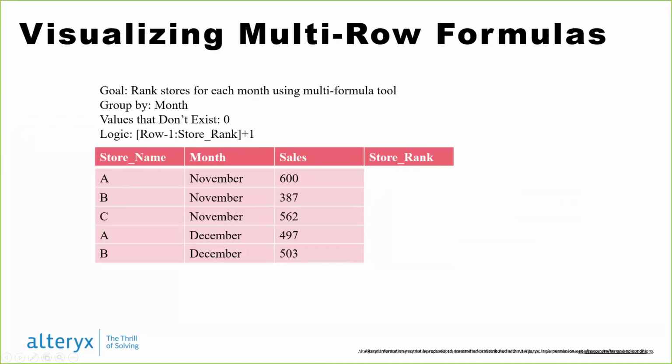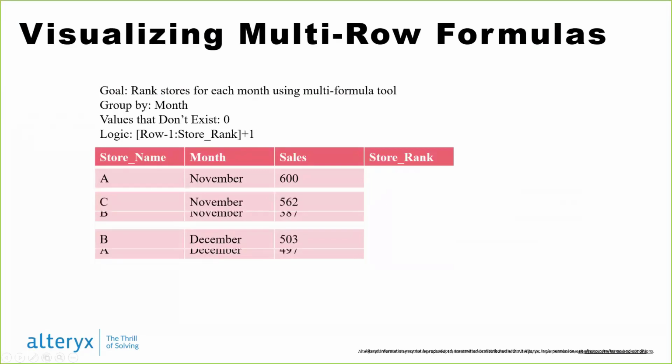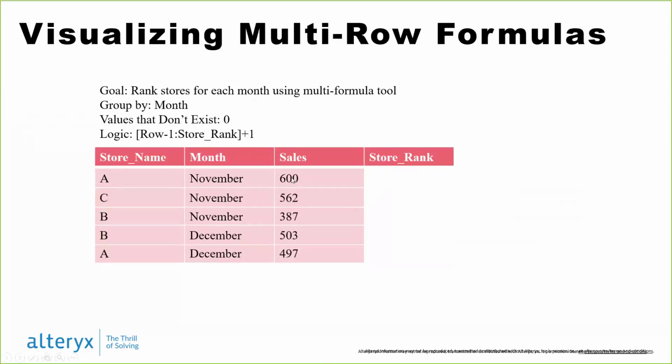Okay, so let's go ahead and look at this. The first thing I need to do is sort my data. I need to sort them so I understand what was the highest sales for the month of November, second highest, third highest. And then you can see the sort starts all over again for December. Now we need to implement our logic. Since I'm ranking them by month, I want to go 1, 2, 3 for November, and then 1, 2 for December. I want the rank to start over again.